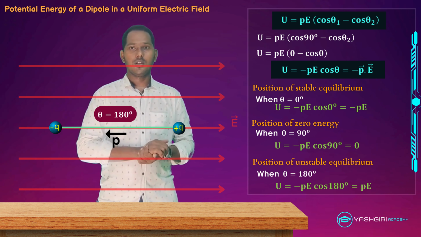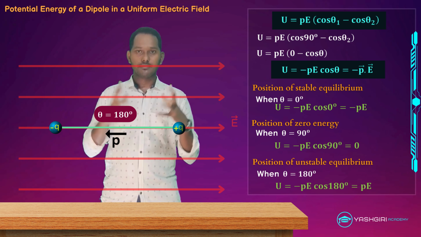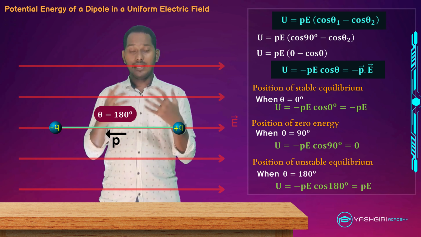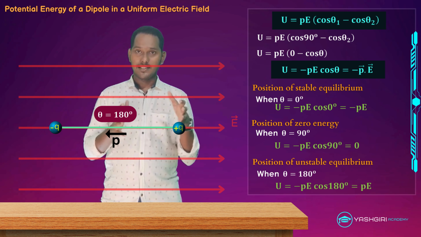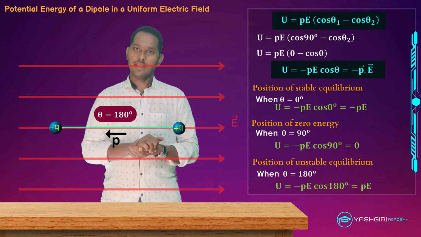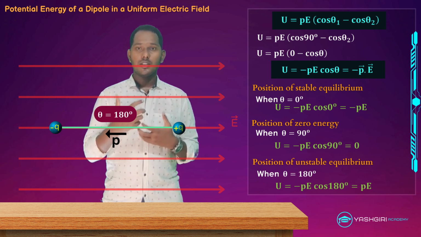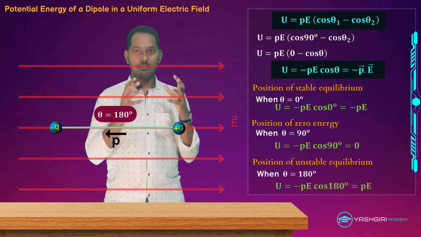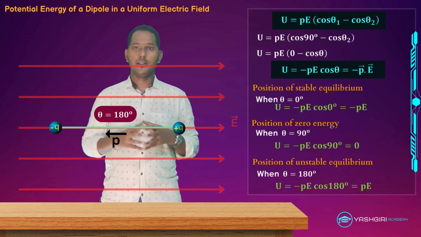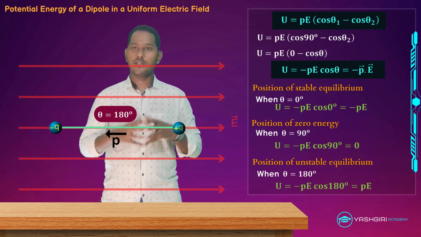So well, students, this is all about the potential energy of an electric dipole when it is placed in some external electric field. So now, students, the next thing we're going to do here is some problem solving. So let us quickly begin with the first question of today's class.